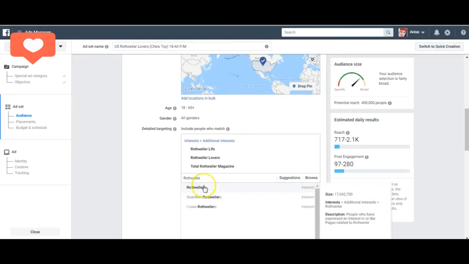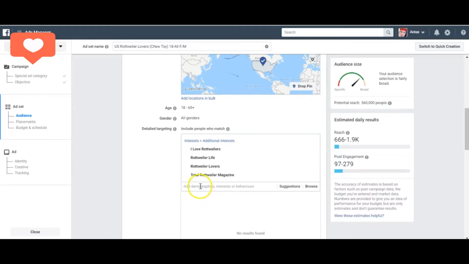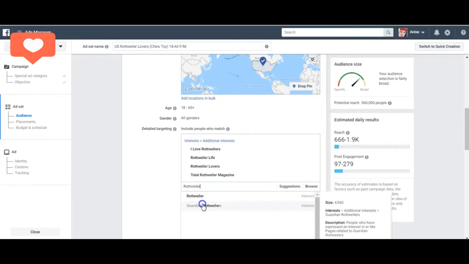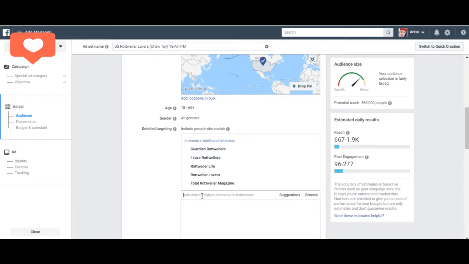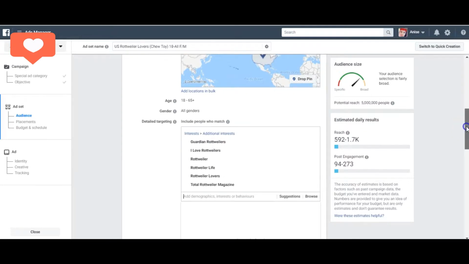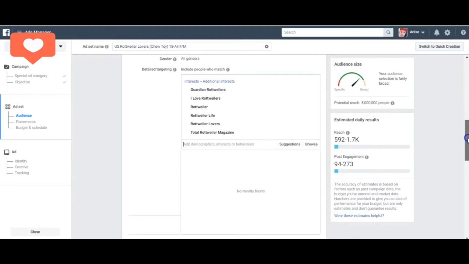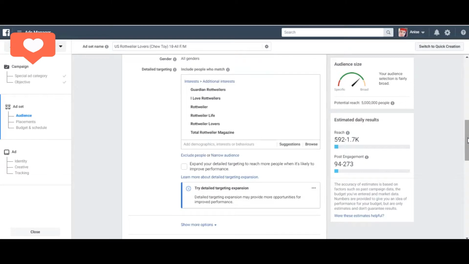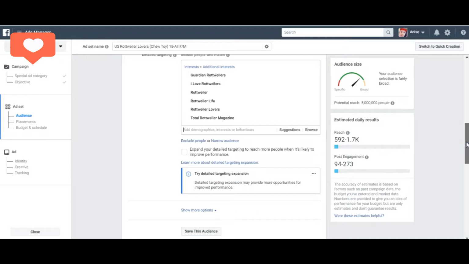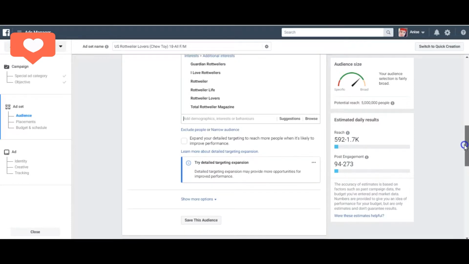So as a test, you're always looking at a broader audience. I mean, some people will say to really bring the audience down to a finite amount of people so you can see that targeting. But there are several ways to do this. So as a starting point, I would have a look at a broad range and then possibly split it out into two cross sections of populations. So here we go, we've got all of these Rottweilers. You've got 592 to 1.7k estimated daily results, which is pretty good.